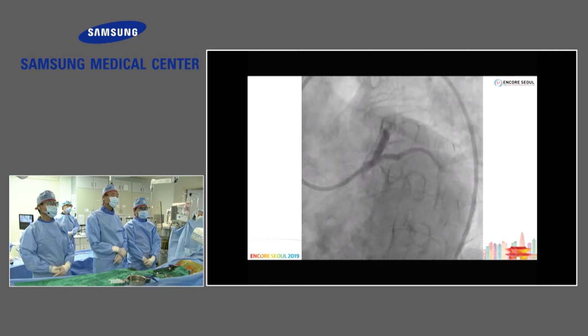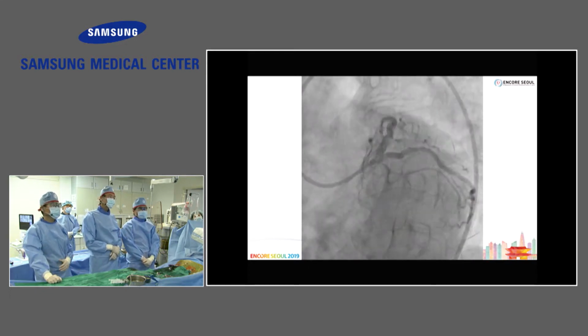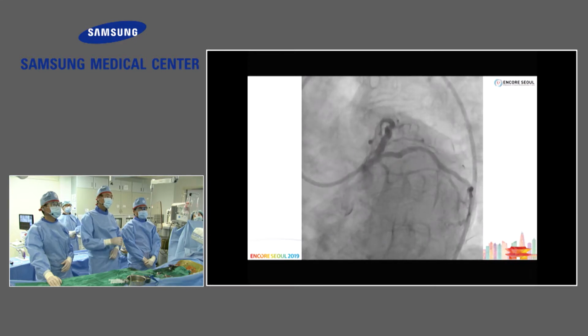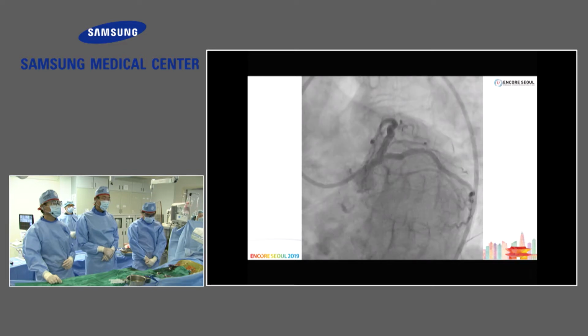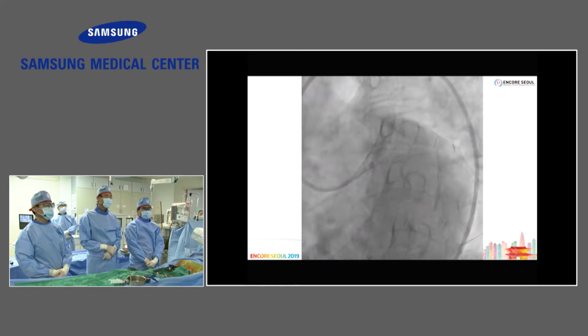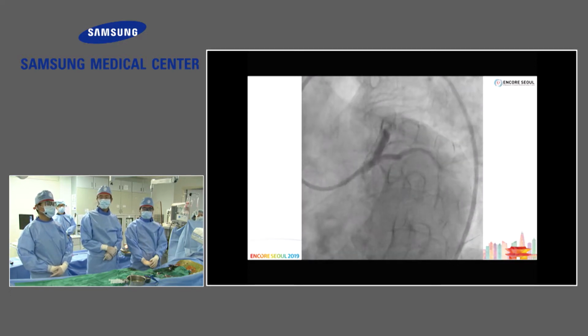Actually, mini crush, modified technique. Afterwards, the camera is off. I found some dissection inside of LAD2. So it was too risky to remove the wire. For culotte, I need to remove the wire. I'm not sure, but I'm wondering whether the OCT may have contributed to the dissection. Anyway, we did the final kissing balloon with the NC balloon, and I was satisfied with the result.